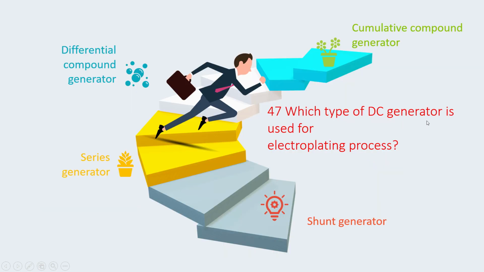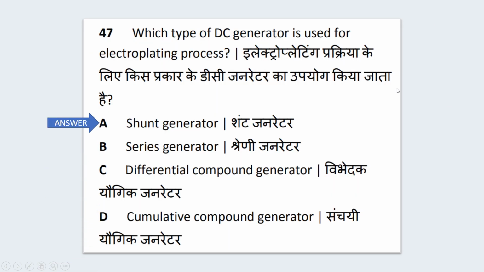Which type of DC generator is used for electroplating process? This is also a very important question. Option A, shunt generator; series generator; differential compound generator; cumulative compound generator. The answer is shunt generator.